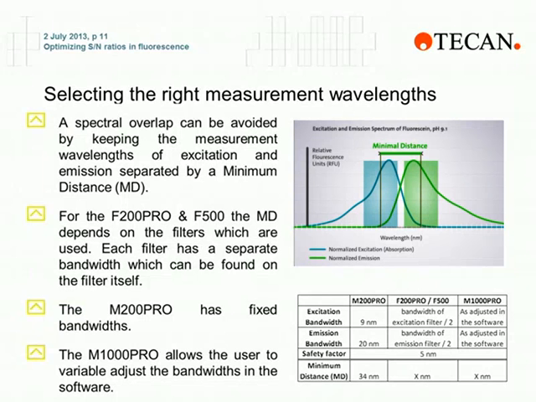So if we look at the minimum distance of the M200, we have a fixed excitation bandwidth of 9 nanometers, a fixed emission bandwidth of 20 nanometers, and a recommended safety factor of 5 nanometers, yielding a minimum distance of 34 nanometers. For filter devices, as mentioned, the bandwidth exclusively depends on the filters you're using.